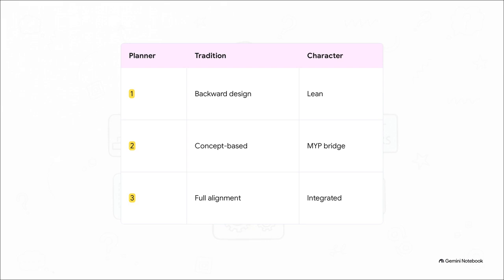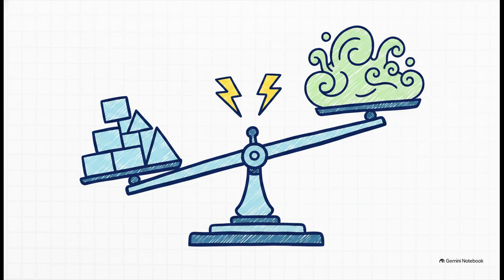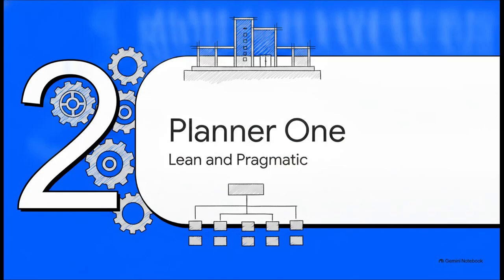But despite their overall character, look at the dominant planning tradition here. They are all rooted in backward design and outcomes-based logic. So, essentially, they all share this foundational DNA. They are all attempting what is honestly a brutally difficult balancing act, trying to marry rigid, predetermined educational outcomes with the fluid, open-ended nature of constructivist, inquiry-based IB pedagogy. Keep that tension in the back of your mind, because it's going to haunt literally every single planner we look at today. Moving right along to Section 2, Planner 1, Lean and Pragmatic.